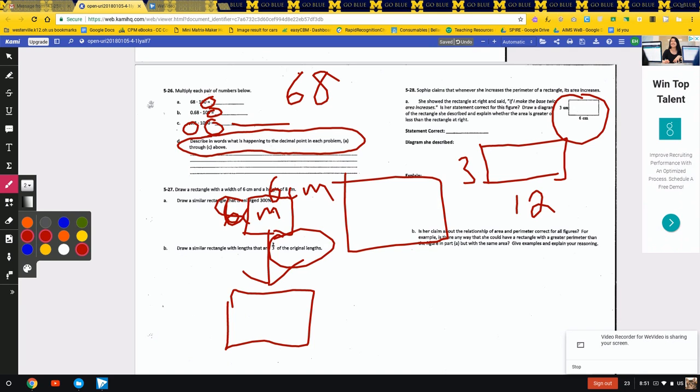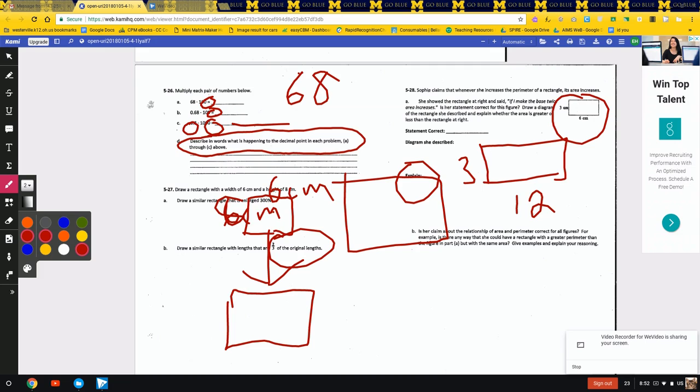Well, here's the diagram. I kind of drew it for you right there, and you explain why the area got bigger or smaller. And then second part here is, is her claim about the relationship of area and perimeter correct for all figures? So basically, they're asking you if you always increase your area, or your length or your width or your height of a shape, will your perimeter also increase? True or false?